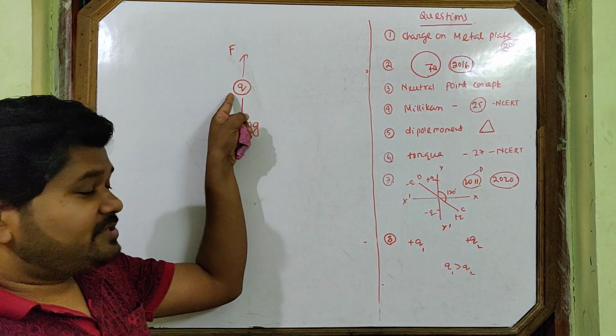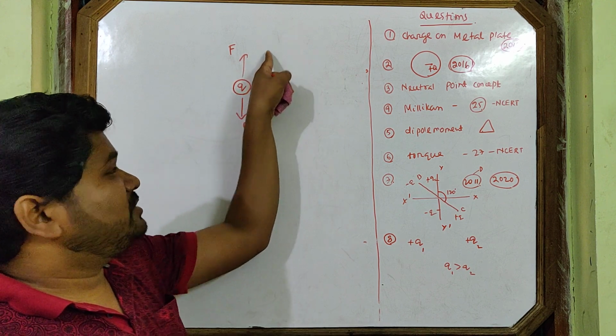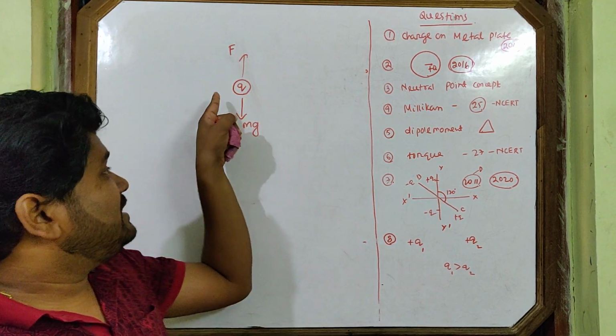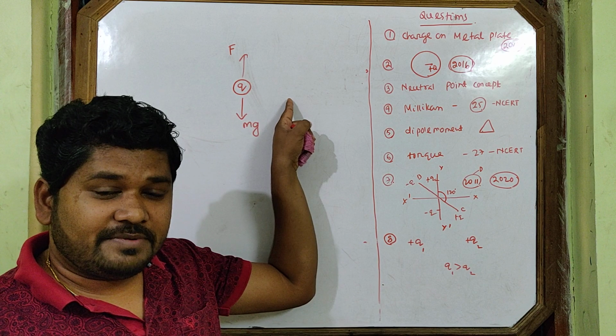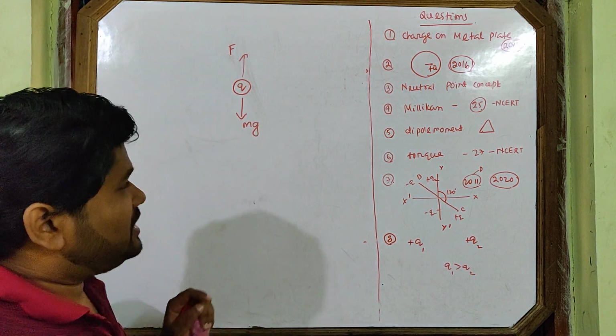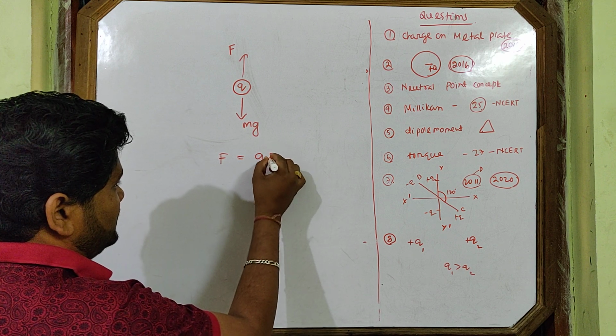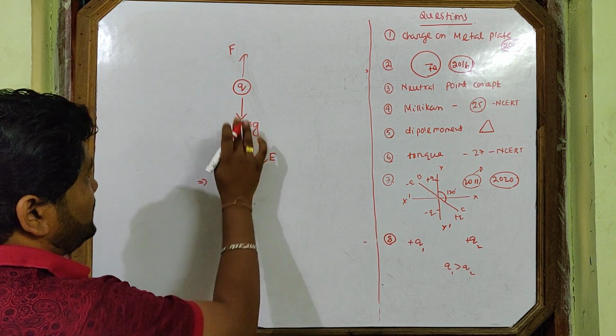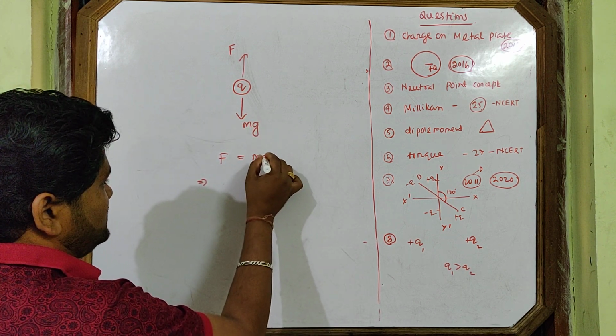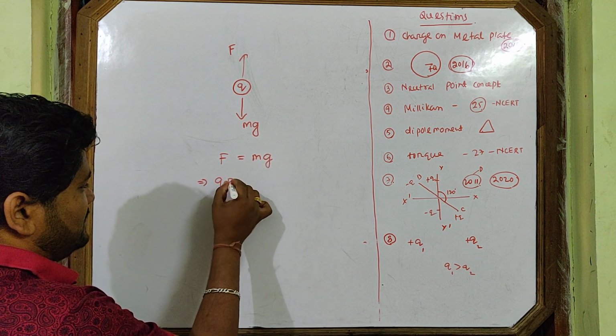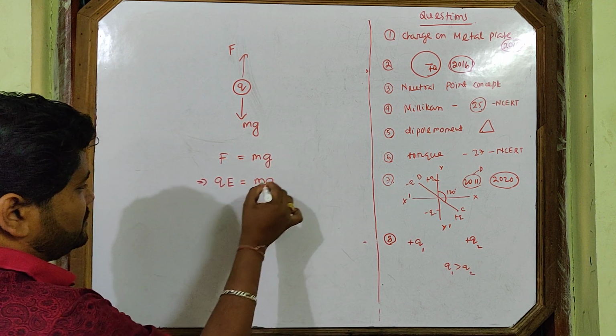If charge is positive, the electric field will be along the force, meaning upward. If charge is negative, the electric field will be opposite to the force, meaning downward. Now F is equal to QE. Here F is equal to mg, they are neutralized. So F is equal to mg. But what is F? QE. So QE is equal to mg.